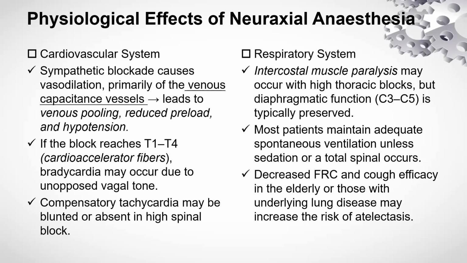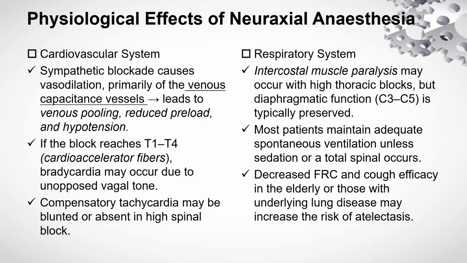Like in what we saw in our MCQ, if the block reaches T1 to T4, it affects the cardioaccelerator fibers with bradycardia occurring. This is due to the unopposed vagal tone. All right. A lot of times, the compensatory tachycardia resulting from hypotension may be blunted, especially in patients with high spinal.